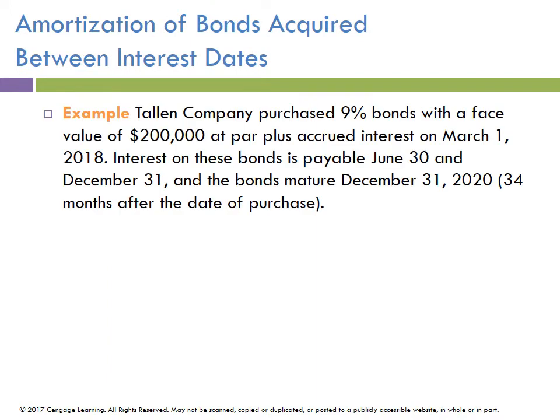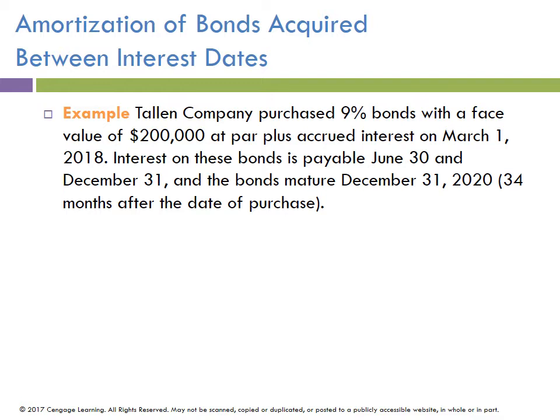Okay. So that's what happens. What happens when you purchase a bond in between interest dates? So Talon Company purchased 9% bonds with a face value of $200,000 at par, plus they had to pay for accrued interest on March 1st, 2018. Why? Well, the interest payments are made on June 30th and December 31st.